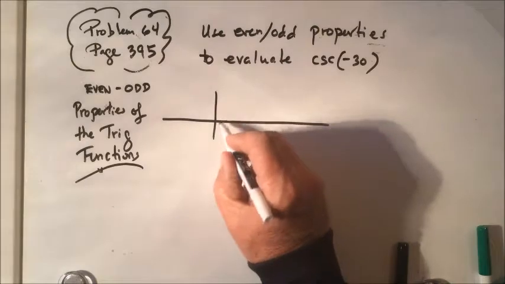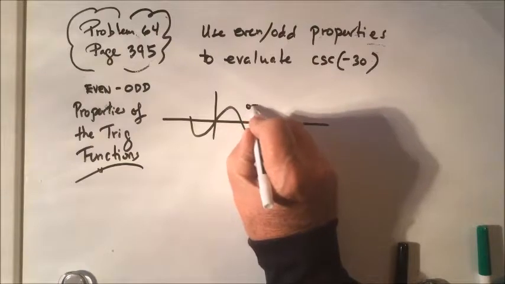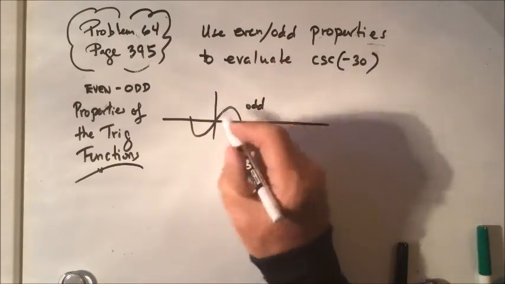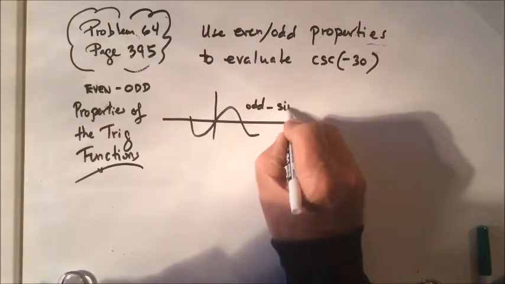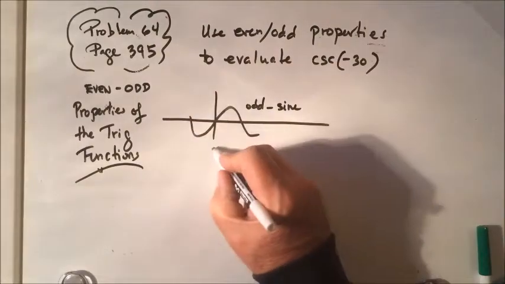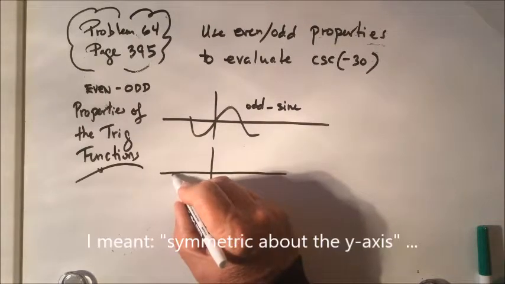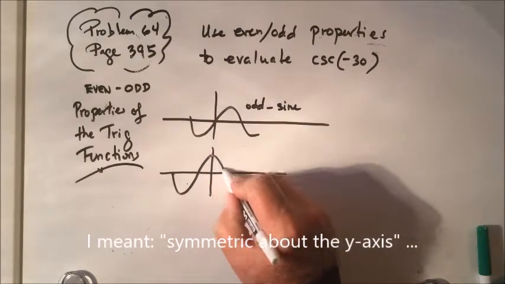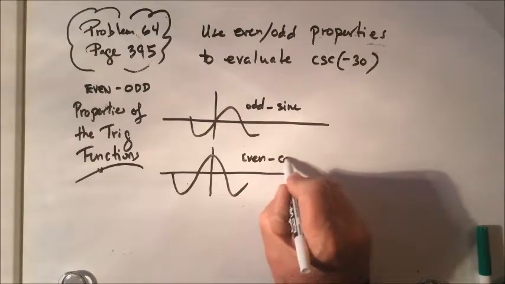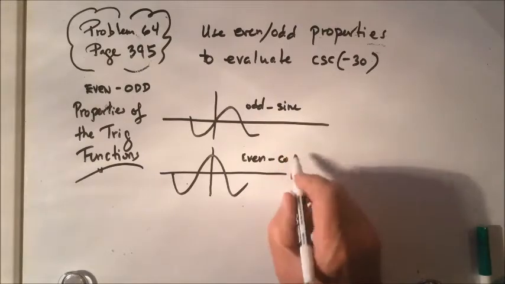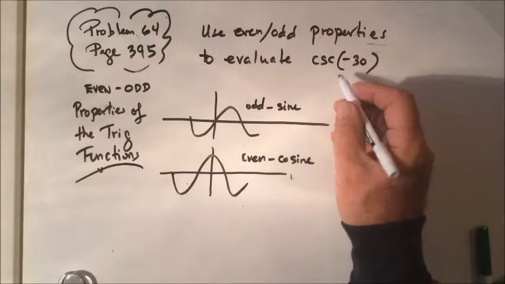What this problem has in mind is that the sine is an odd function. That is to say, it's symmetric about the origin. The sine is odd. The cosine, however, let me just draw this down here. The cosine is symmetric about the y-axis. It goes like this. And so the cosine is even. So let's make use of those two properties to do this problem.